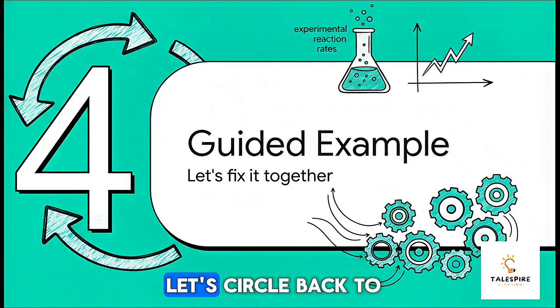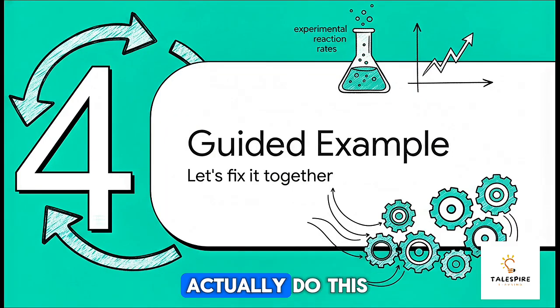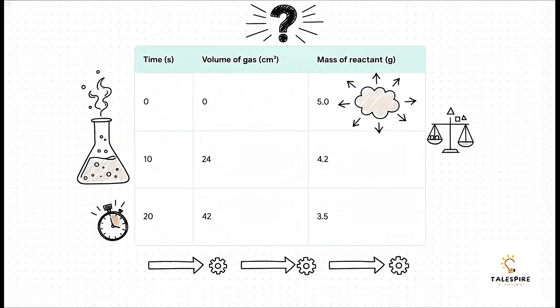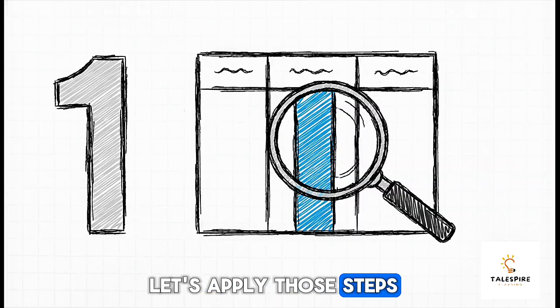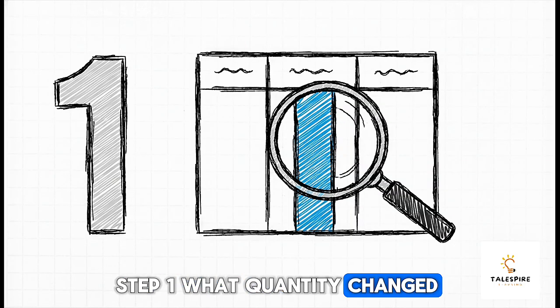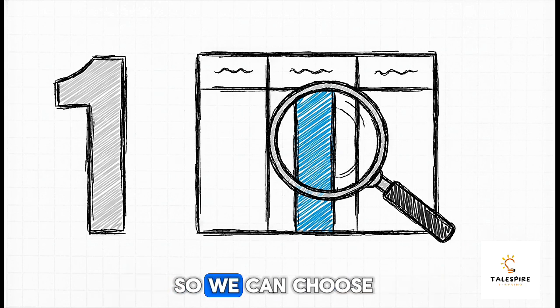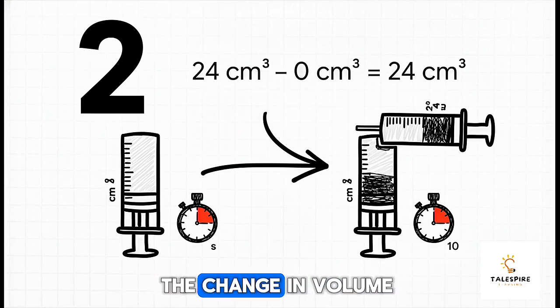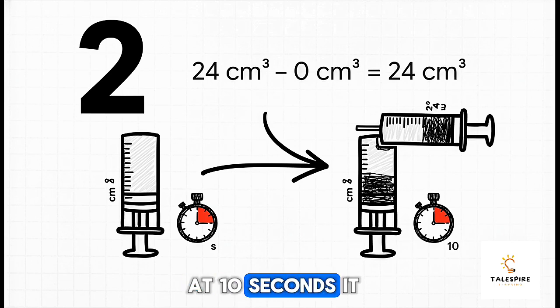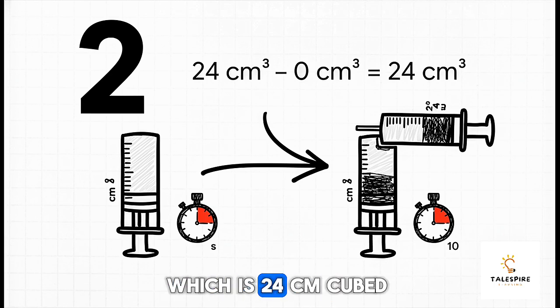All right, let's circle back to our original problem and actually do this the right way, using our brand new 4-step process. So here's our table and question again. Let's apply those steps. Step 1, what quantity changed? The question is pretty general, so we can choose to measure the rate using the volume of gas that was produced. So that's going to be our focus. Step 2, what's the change in volume? At 0 seconds, the volume was 0. At 10 seconds, it was 24. So the change is just 24 minus 0, which is 24 centimeters cubed.